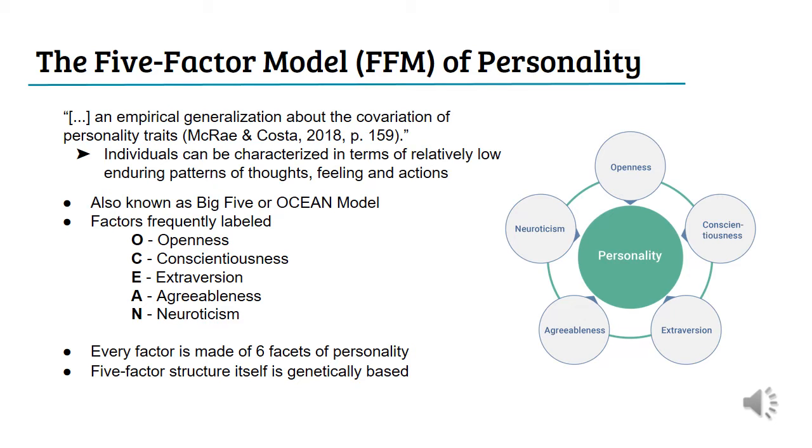Each factor consists of 6 facets, which will be treated in detail later. This model is also known as the OCEAN model due to the initials of the factors, or Big Five model. Traits are described as more or less consistent and recurrent patterns of acting and reacting that simultaneously characterize individuals and differentiate them from others, and they also allow the discovery of empirical generalization about how others with similar traits are likely to act and react. The structure itself is genetically based.